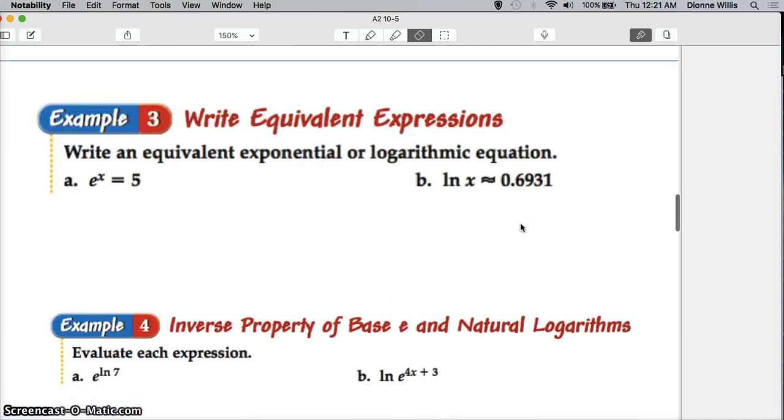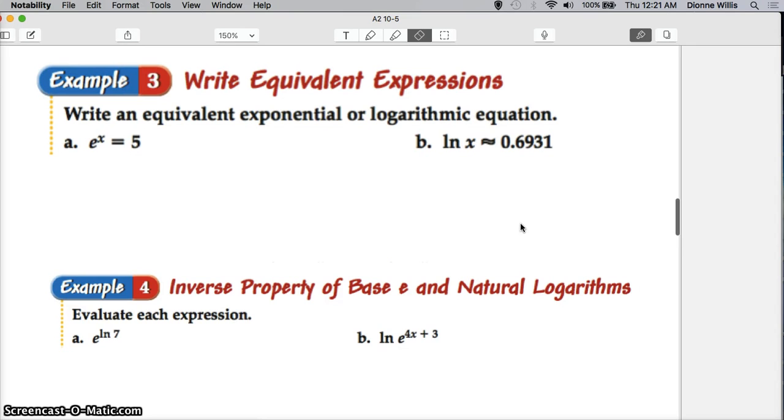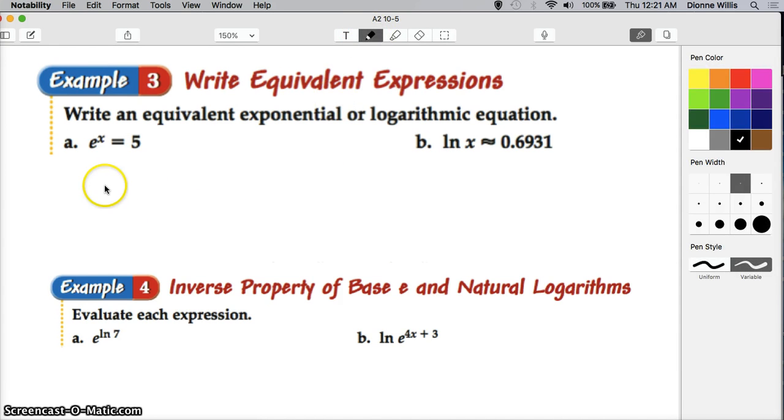All right, let's look at example 3. Here in example 3 and 4, we're going to write an equivalent expression so we can solve these values. So an equivalent expression for this would be, and you know how we do, it would be log. We're going to write this exponential as a log.